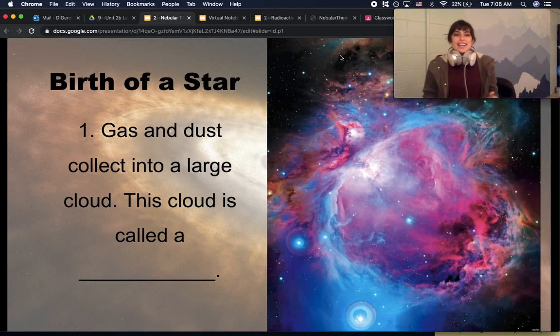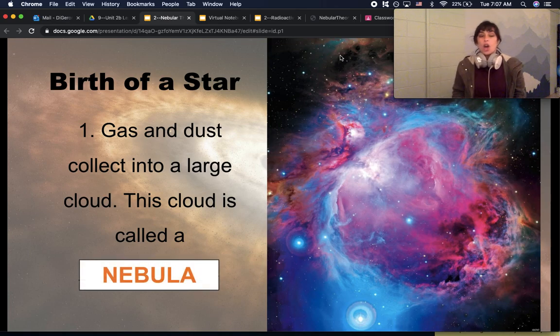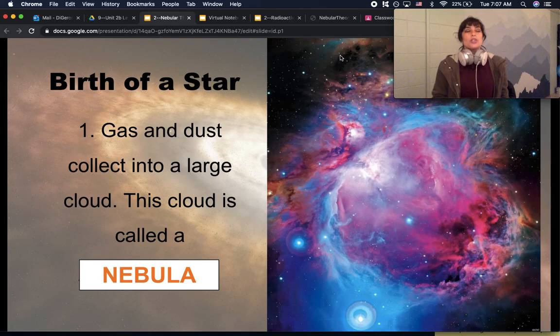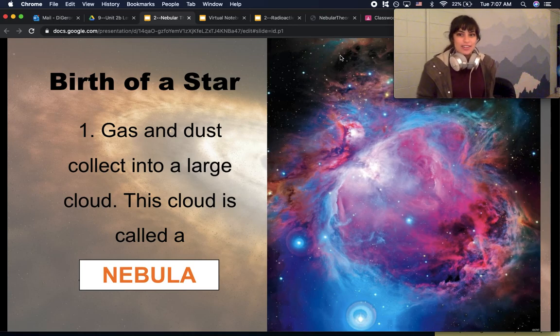First, gas and dust collected into a large cloud, and that cloud is called a nebula. This is the starting point of the birth of the whole solar system. That's why the theory of how the solar system was made is called nebular theory, because it all starts with a big cloudy nebula.